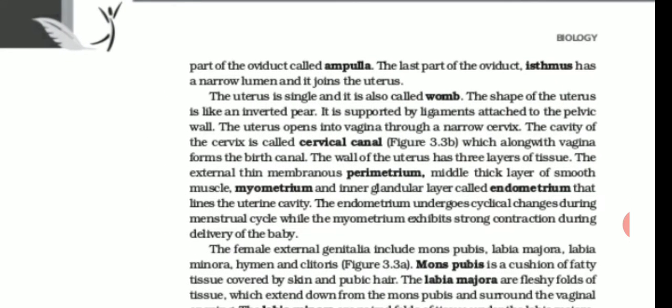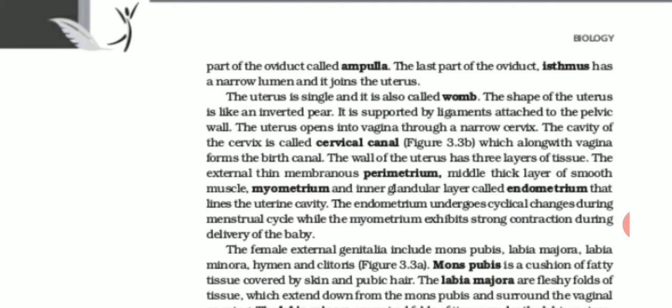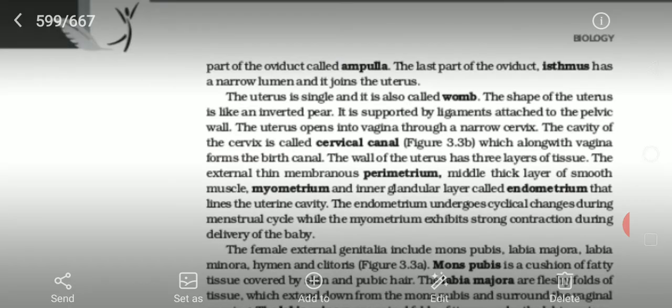The last part of the oviduct, isthmus, has a narrow lumen and it joins the uterus. The uterus is single and it is also called womb. As I told you, uterus is also known as womb. The shape of the uterus is like an inverted pear. It is supported by ligaments attached to the pelvic wall. The uterus opens into the vagina through a narrow cervix. The cavity of the cervix is called the cervical canal. Cervical canal is also known as the birth canal.